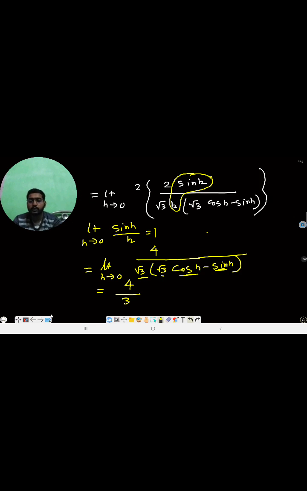So this is the way we apply the trigonometry formulas, that is sin a plus b, sin a minus b, and cos a plus b. You can use L'Hopital also, but using this it will be a lot more helpful. Okay, so now next one, question number 4.